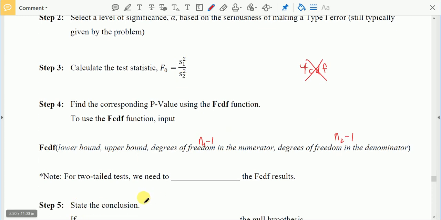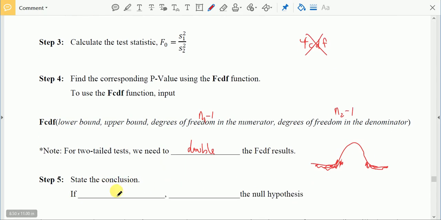And make sure that for the two-tailed test, we need to double the FCDF results. Remember, we always have to multiply by 2 to get the p-value for the two-tail, because in two-tail we are looking at both areas. So when we get the FCDF, you have to multiply by 2, because we are looking for the two areas. So we double the value of FCDF. And then we're going to make the conclusion.